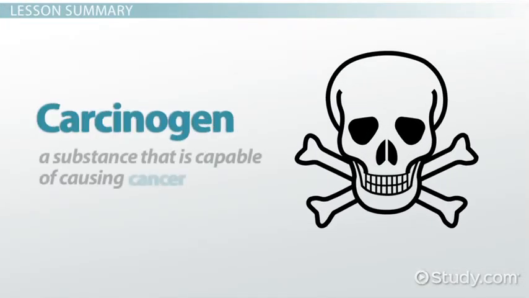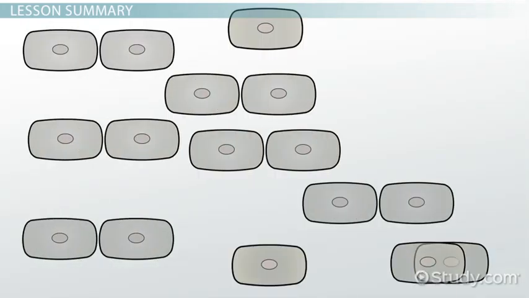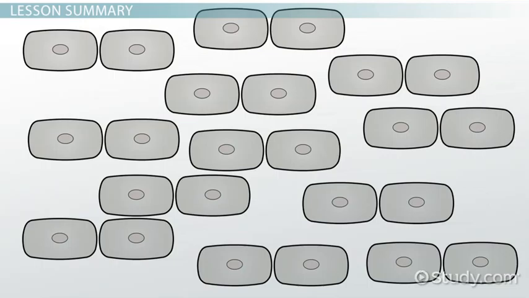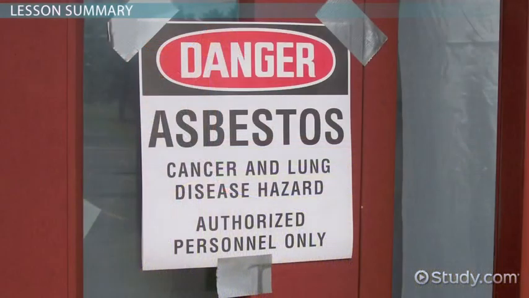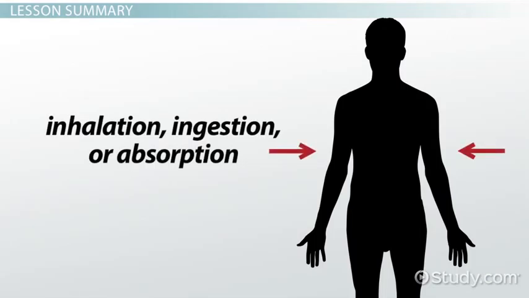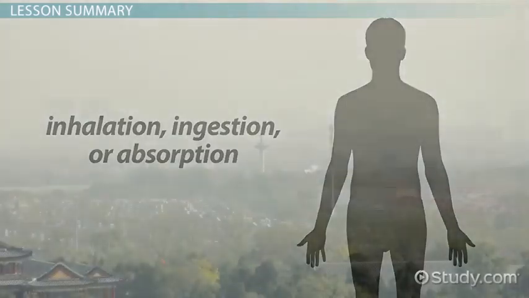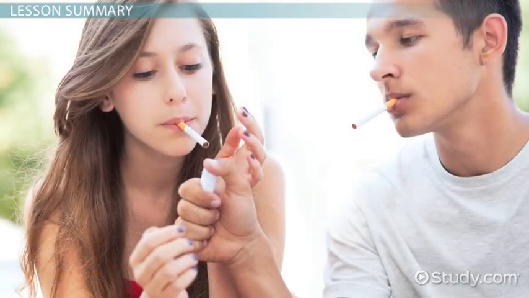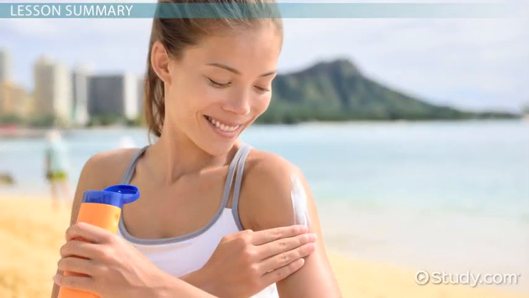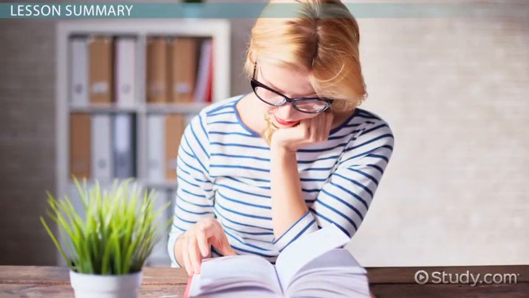A carcinogen is a substance that is capable of causing cancer. Carcinogens do this by increasing the rate of cellular division, which increases the probability of abnormal DNA synthesis. There are many known carcinogens. Some of these include tobacco, pesticides, and asbestos. Carcinogens enter our bodies by inhalation, ingestion, or absorption. It's important to know how exposure occurs so you can avoid or reduce your exposure to carcinogens. These ways include avoiding tobacco and tobacco smoke, using sunscreen, eating and using products free from carcinogens, and educating yourself about known carcinogens.